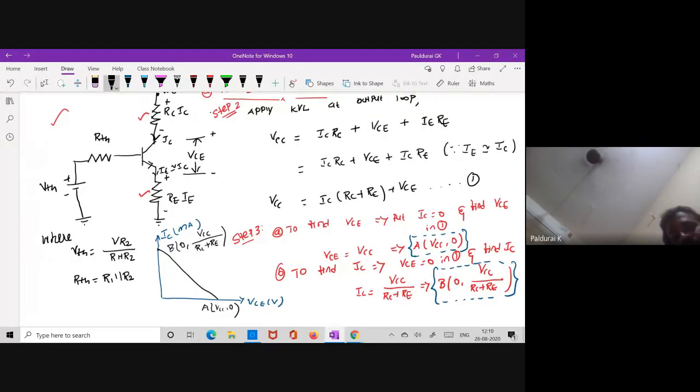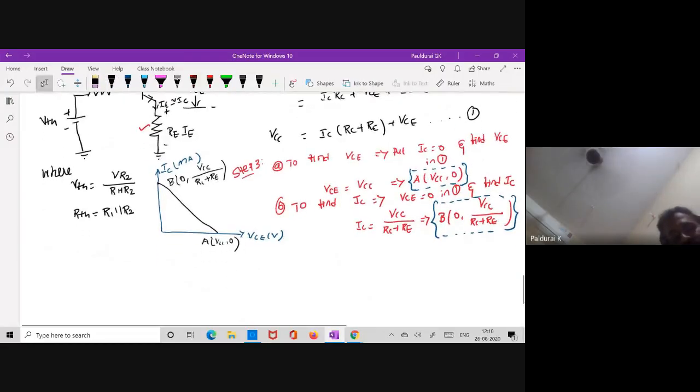What's the next step? Can you find the Q point? So take it as homework. I said that nobody will do this either. But anyway, to find the Q point, you want to calculate VCEQ and ICQ.